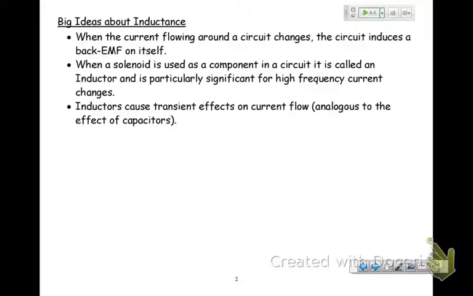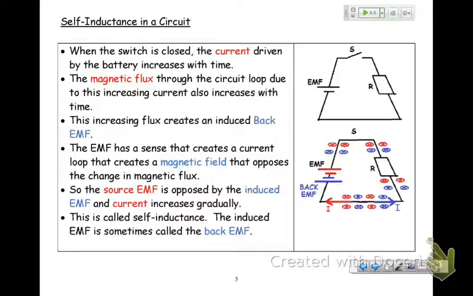And then inductors cause transient effects on current flow, and this is analogous to the time varying charge on a capacitor. And so we look at these three bits.